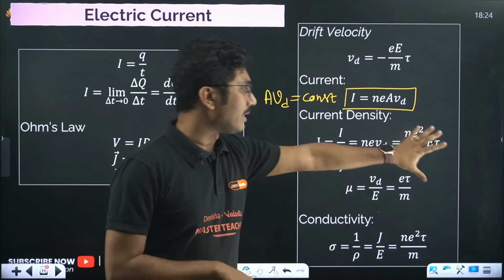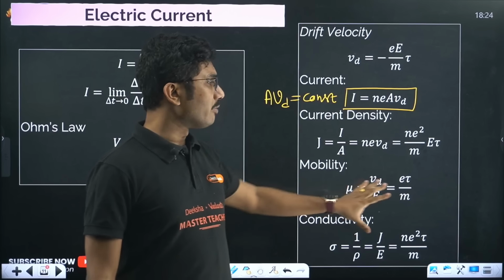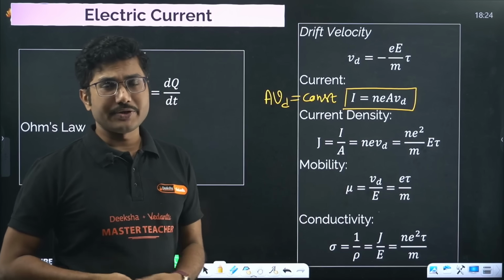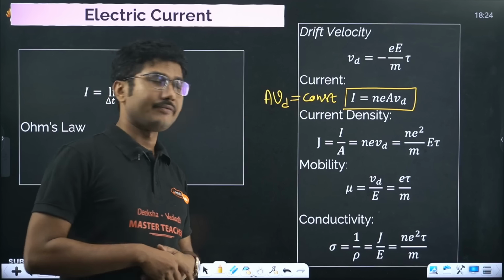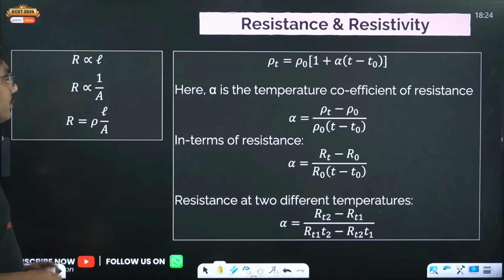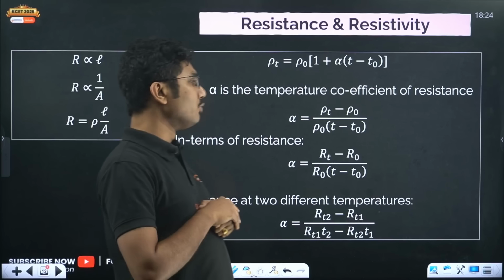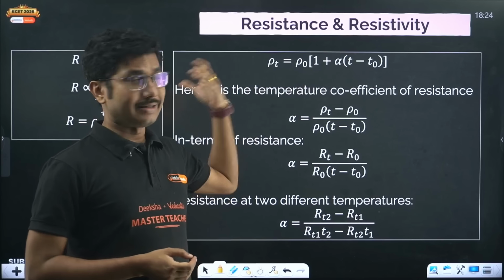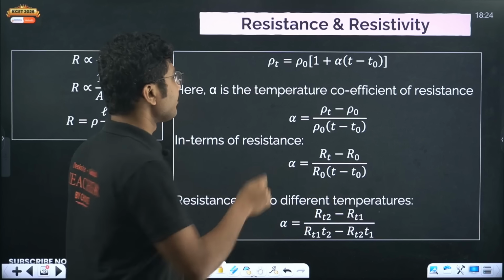Current density formula is here, mobility formula is also given. Conductivity is basically 1 upon resistivity. Sometimes students get confused between conductivity and resistivity, so that's why it is also there. Now both resistance and resistivity do change with temperature. Either you can write the same formula in terms of resistance as well.